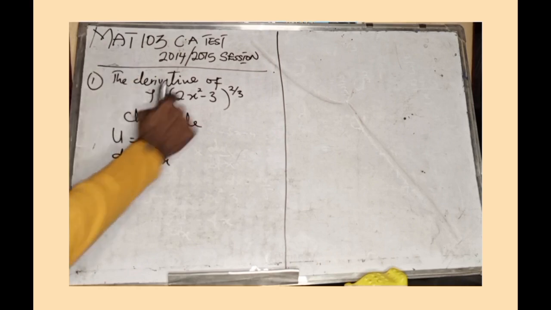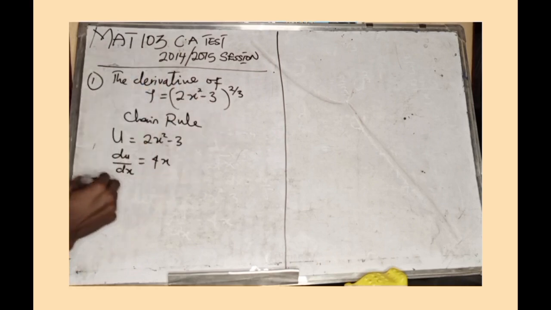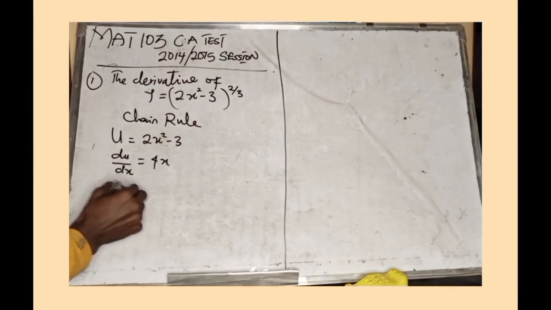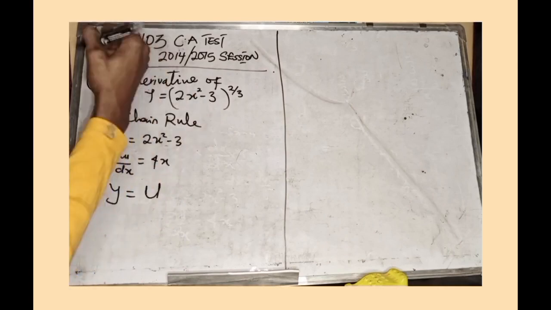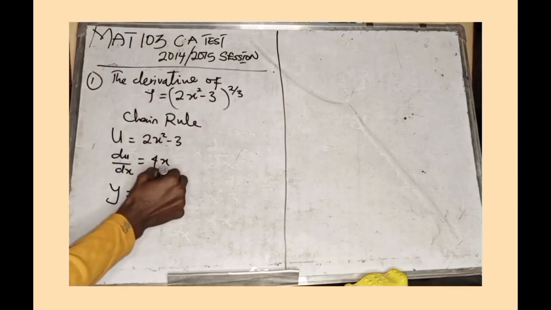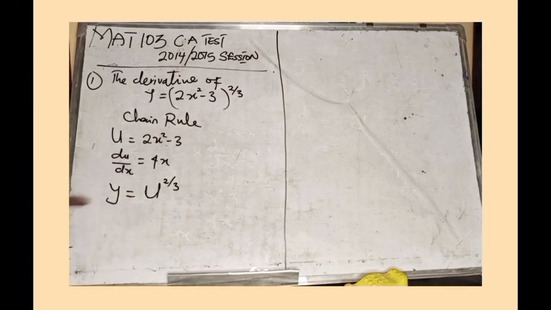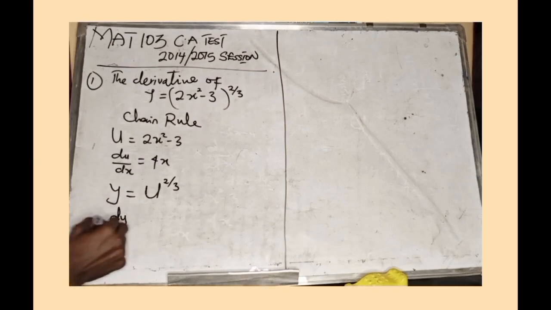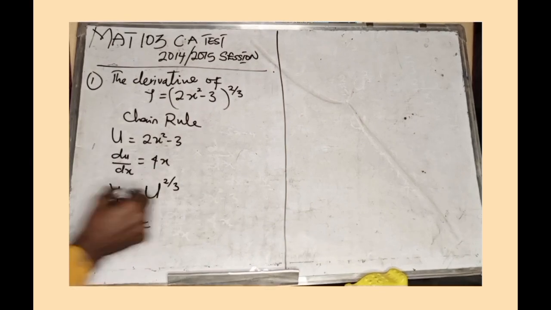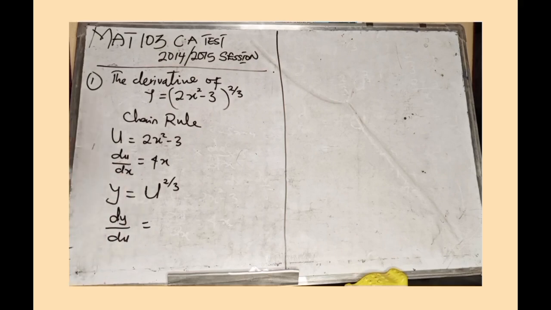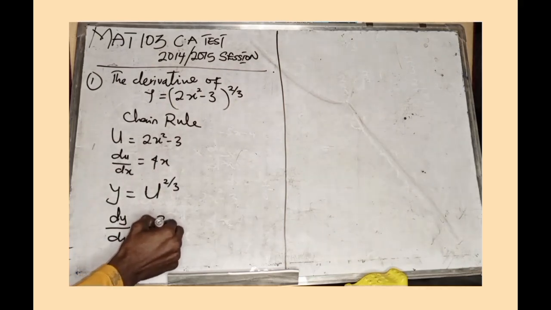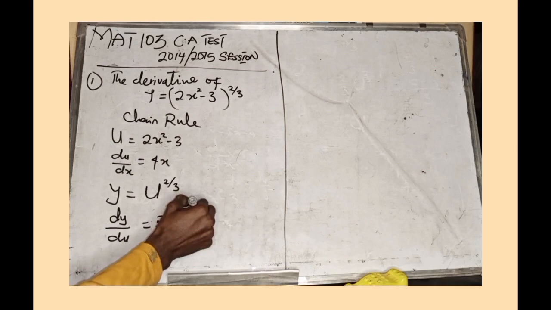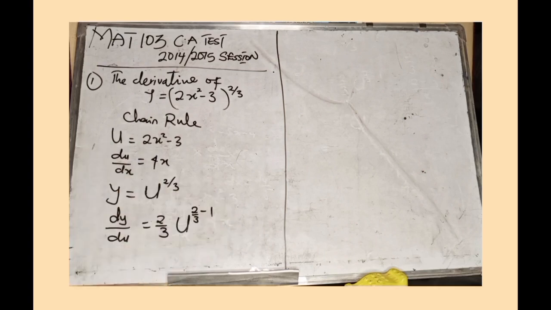Next, remember I made this to be u. So now I have y equal to u raised to the power of 2/3, because I've named it u earlier. Next, I want to differentiate y with respect to u. By the general formula, dy/du is equal to, this 2/3 comes down, so 2 divided by 3, then u to the power of 2/3 minus 1.